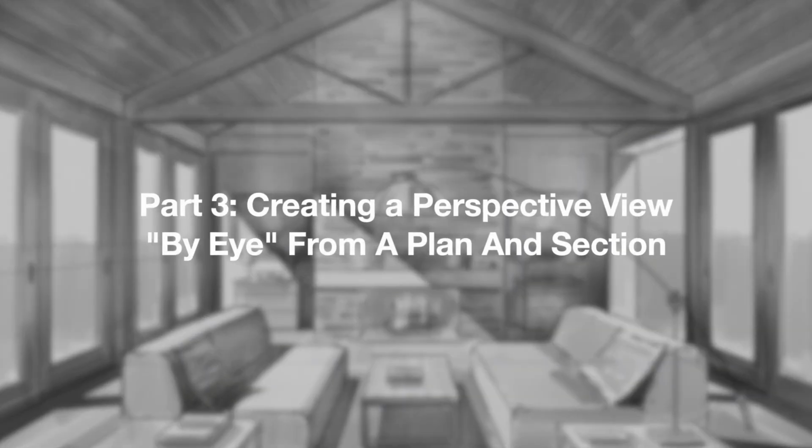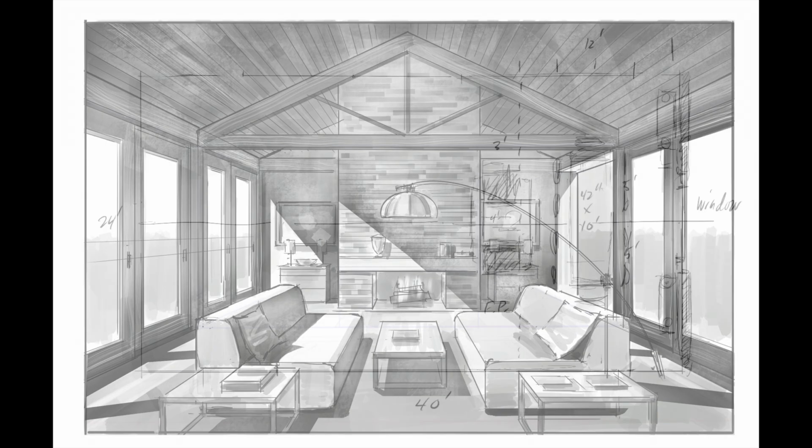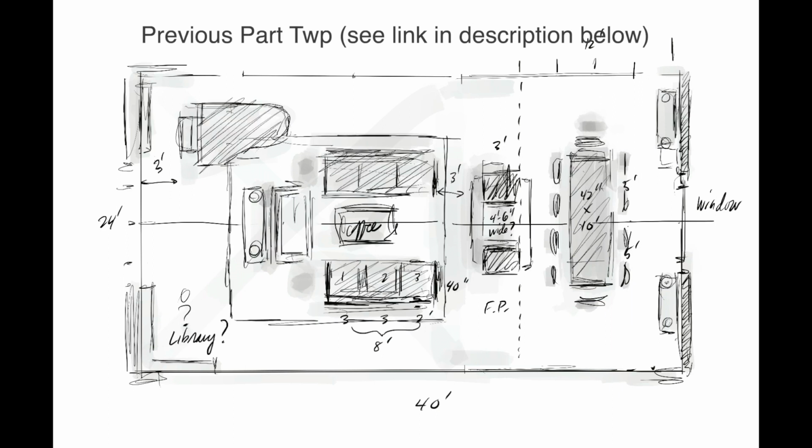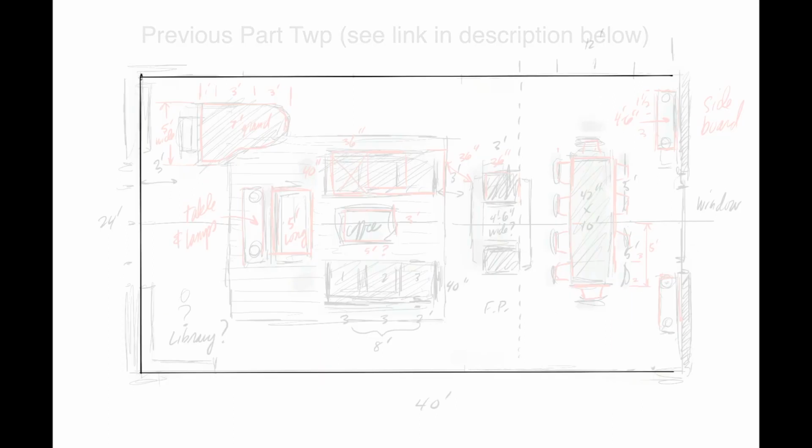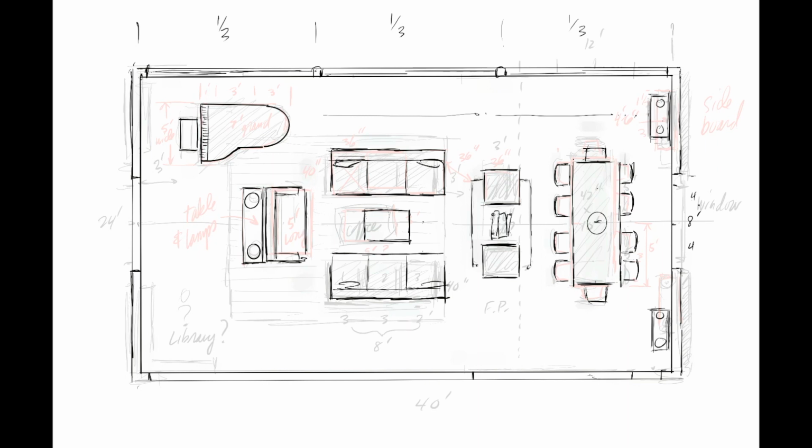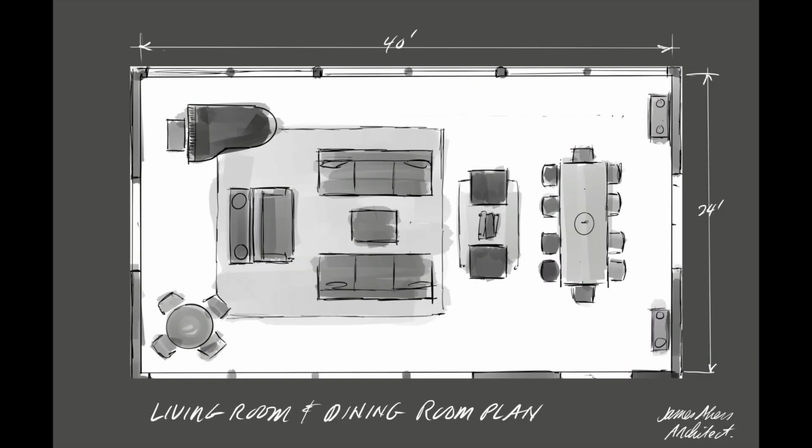In part one of this three-part series, we designed and rendered a floor plan of an open living and dining room in a barn-like space. Then we added tone and texture to give the drawing character and define the materials.